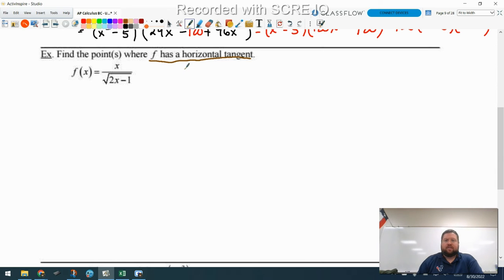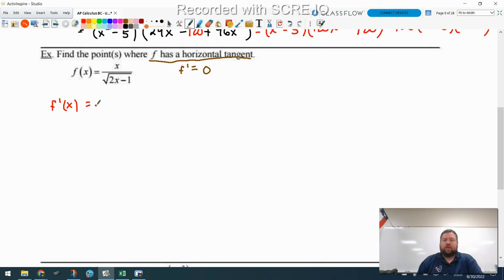All right, find the points where f has a horizontal tangent. Okay, I think we talked about this in a previous problem, but if not, this is where f prime is equal to 0. Horizontal lines have slopes of 0, and the slope of f is f prime, so we set it equal to 0, and we can find the points where that happens.